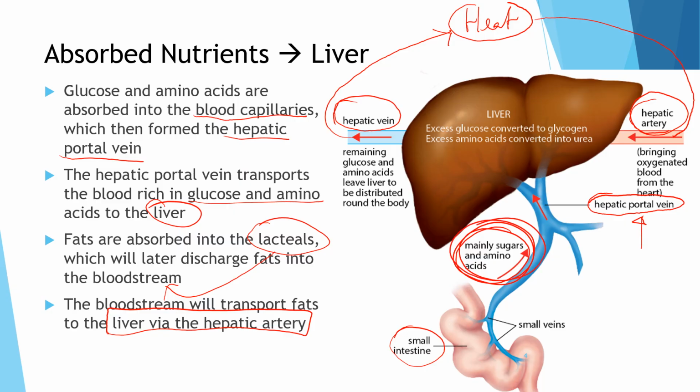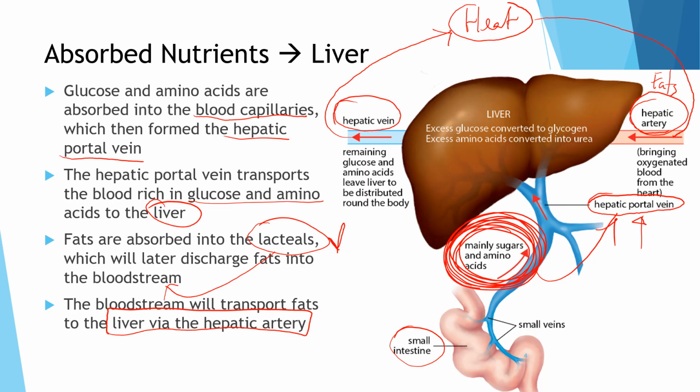Sugar, like glucose and amino acids, which I'm circling over here, enter through the hepatic portal vein. Okay? For fats, they enter the lacteal first, which is this one. And then the lacteal will connect to the blood. And the fats will enter the liver from the hepatic artery. Okay? So the entrance is different.